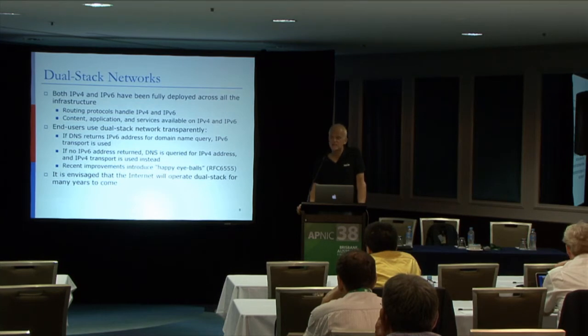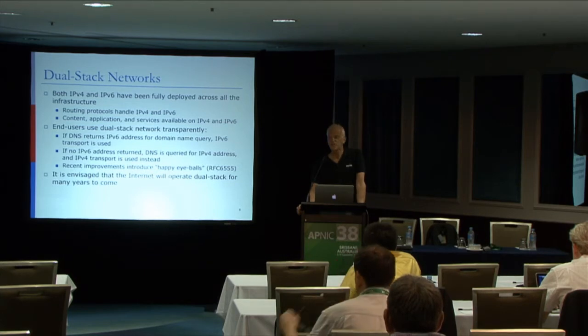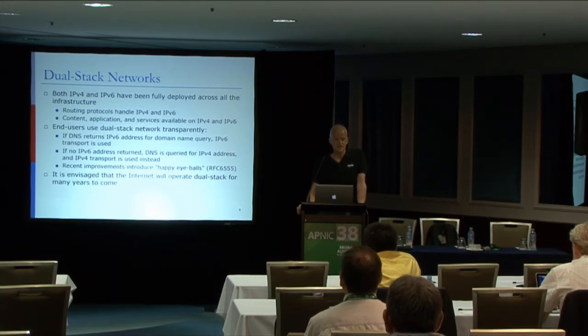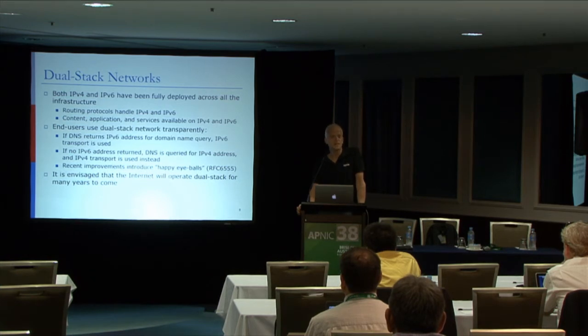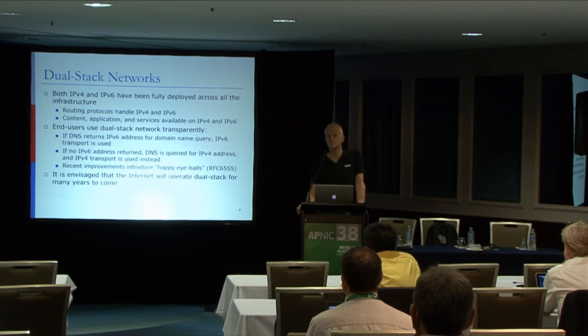Also, DualStack means that content, application, services are all available on v4 and v6. So your end site, your website, your content provision is available on v4 and on v6. So the servers listen using both protocols. End users use the DualStack network transparently, and being very simple about it, if your DNS lookup returns a v6 address after you've queried for a domain name, the v6 transport is used. If no v6 address is returned, then the DNS queries for a v4 address and v4 transport is used instead.